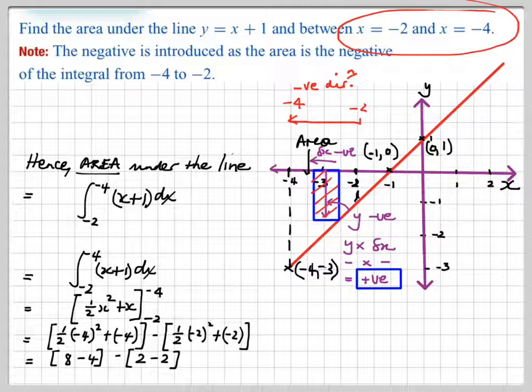Yes, it looks good to me. Okay, so what does that come to? Oh, that's 0. That's nice. That second term, and we got 8 minus 4, which is 4 square units of area. Okay? That's really good, isn't it?